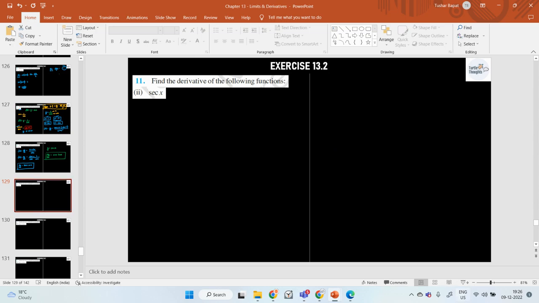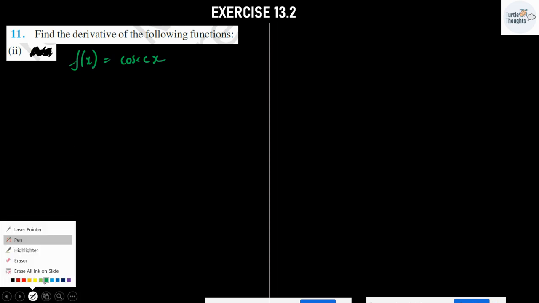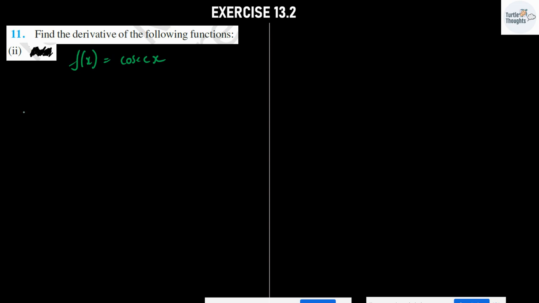Okay, secant x is done. Similarly, I will be considering cosecant x. f of x can be taken as cosecant x, right? Now, if f of x is equal to cosecant x, what is going to be the differential of f of x? Starting, I can write f of x, which also can be taken as y, which can be written as cosecant x. Can I take it as 1 divided by sin x?